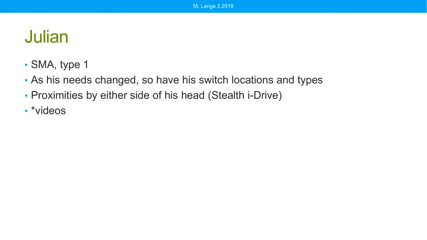So we're going to take a look at our latest evaluation with him, and we'll see some videos as we move along. So in these first 2 videos, you'll see that we had determined in our evaluation that he could use proximities by either side of his head. He has used proximities for a while, but we had to move some of those other switches around. And in these videos, I'm simply asking him to turn his head so we can see exactly where the switches need to be.